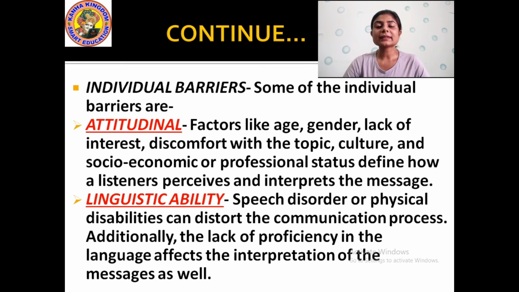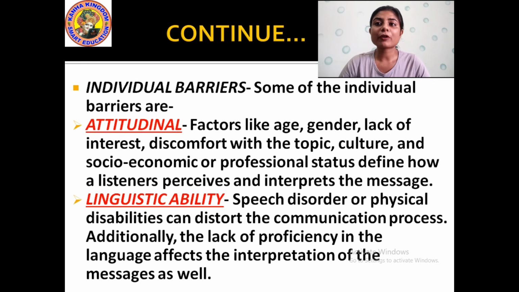Then the other factor which is a barrier of communication is linguistic ability. Linguistic ability means it is related with the language. Speech disorder or physical disability can distort the communication process. If there is a speech disorder, that means if you are not able to speak properly, there will be a miscommunication. Or if you are physically disabled, then there will be a miscommunication.